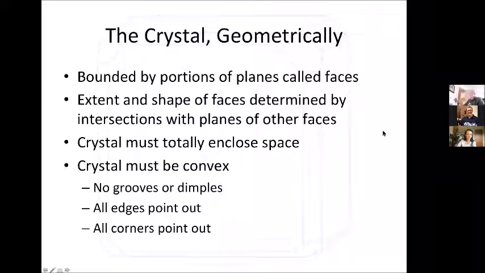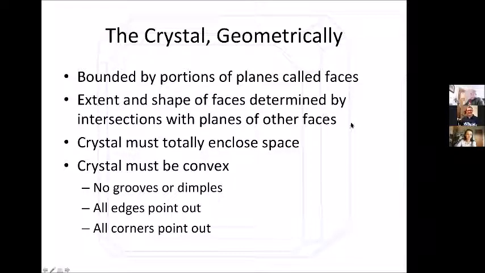But so geometrically speaking, a crystal is bounded by portions of planes, which we call faces. If you have two planes in space and they are not parallel to each other, they intersect to form a line, which is potentially a crystal edge. Three planes that are not coplanar define a corner and three lines, and four planes would define a completely enclosed space, which we could potentially call a crystal.